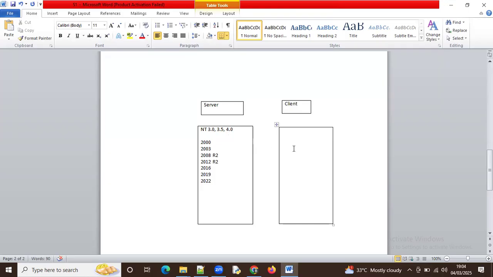And the clients are operating systems only, like Win95. First Win95 was developed, and then Win98, and then ME, and then, as we know, Windows XP, and Windows Vista.